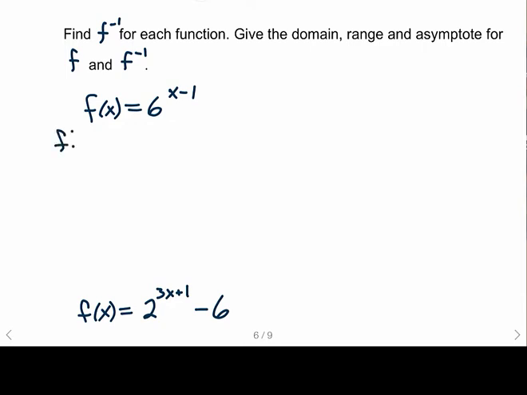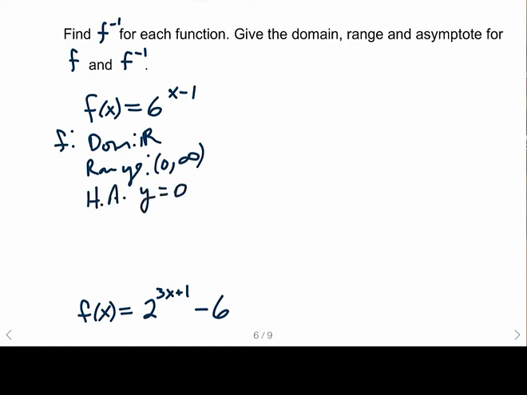As far as f is concerned, the domain is, of course, all real numbers, because any number can be an exponent. The range is the set of positive numbers, 0 to infinity. And exponential curves have a horizontal asymptote of y equals 0 unless they've been transformed.